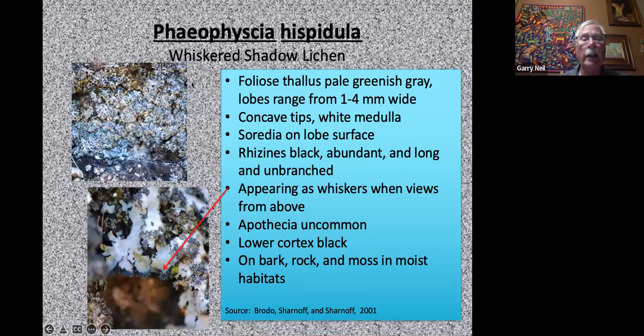All right, then another one you'll find common, usually around moist rock areas, is Phaeophyscia. The only reason I bring this up is because if you take a hand lens, you'll see tiny little whiskers sticking out from the lobes. Those are rhizines, actually, but they stick out. It's very characteristic. They're black and they have white tips. And if you see that, it's going to be the genus Phaeophyscia, and it's called a shadow lichen.